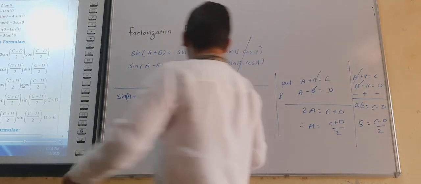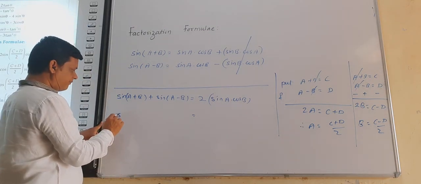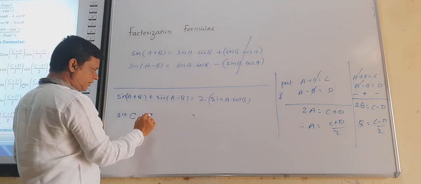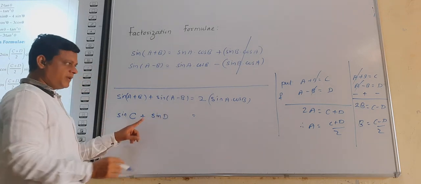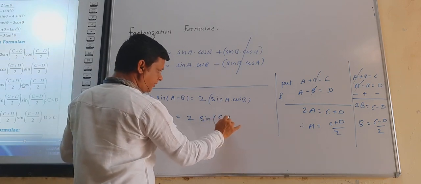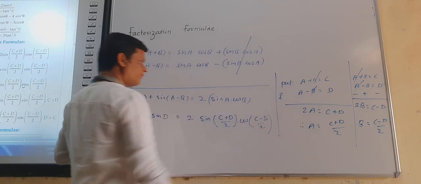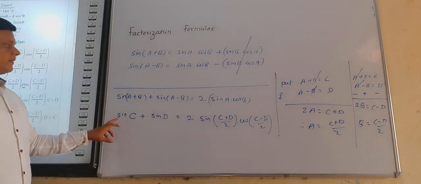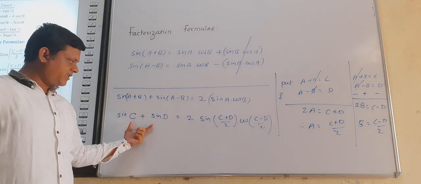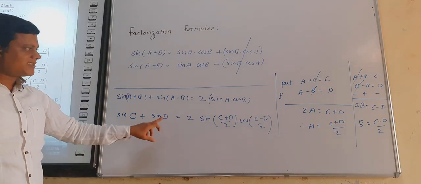If we replace, these formulas can be written in this way also. In place of a plus b we write capital C, in place of a minus b we write capital D. Sin c plus sin d equals 2 times sin of c plus d by 2 into cos of c minus d by 2. These formulas are called factorization formulas. So if we add, we get sin c plus sin d. If we subtract, we get sin c minus sin d.